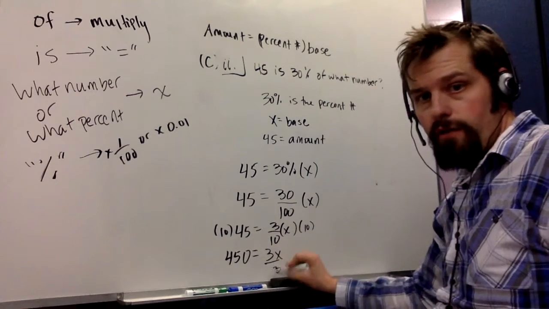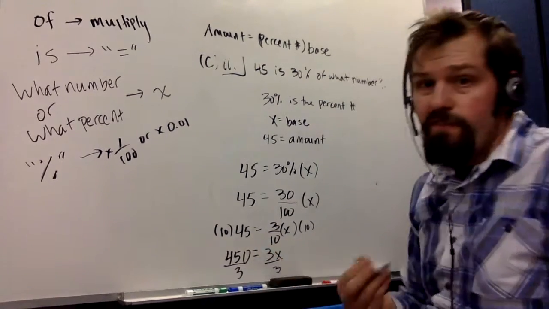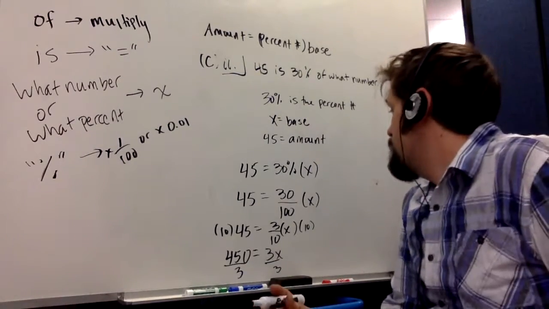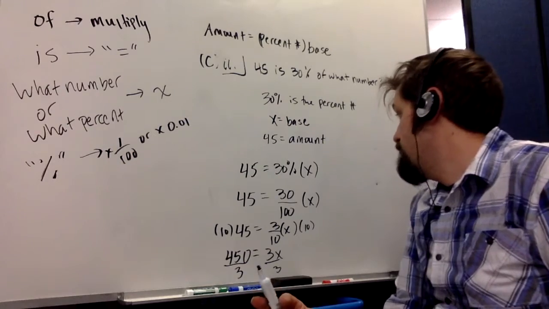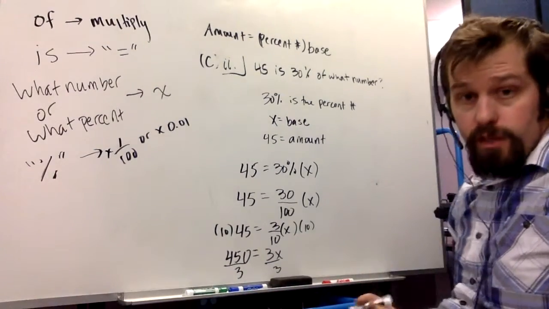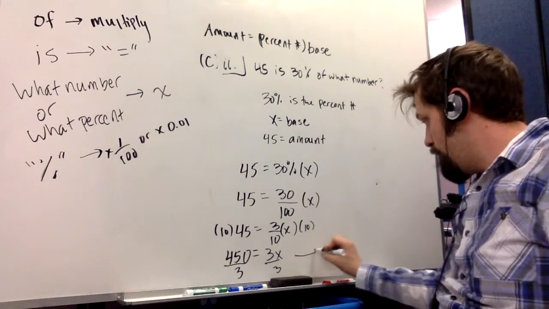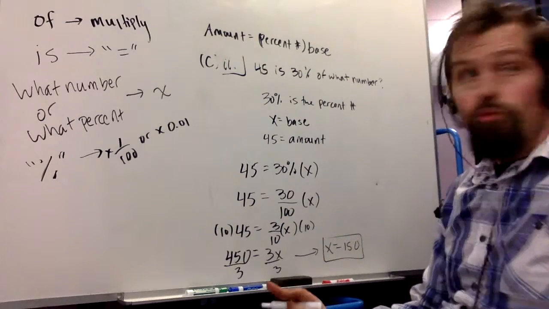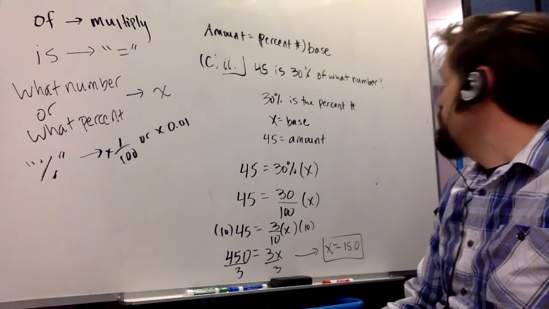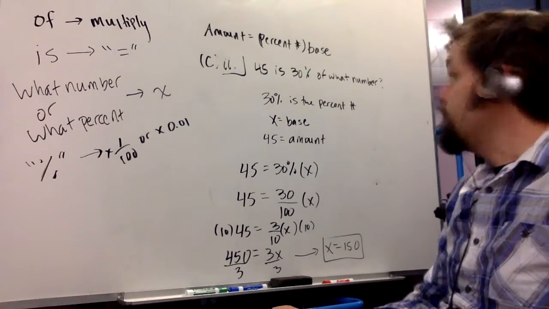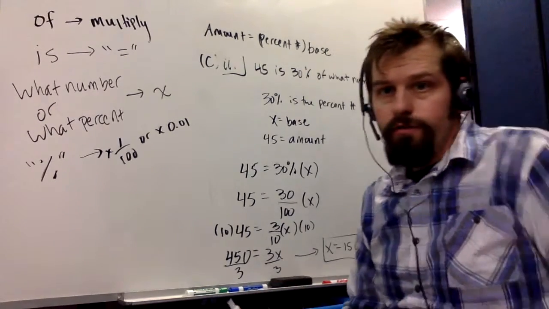And now I can divide by 3, and this is all fairly doable without a calculator. It may take some practice, but it's certainly better than multiplying 45 by 100 and then dividing by 30. So I know that 150 times 3 is 450. Therefore, x equals 150. Now let's go back and read our sentence. 45 is 30% of what number? 45 is 30% of 150.